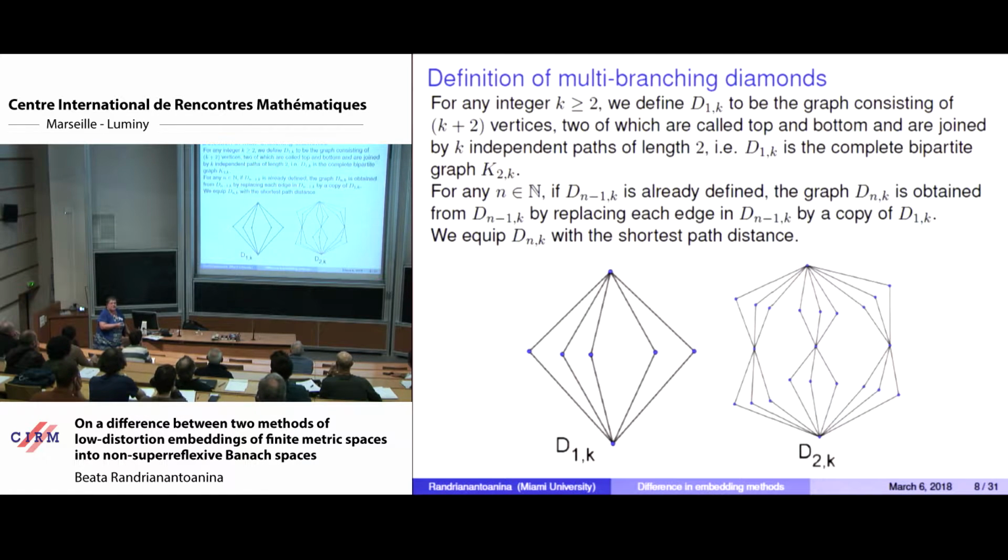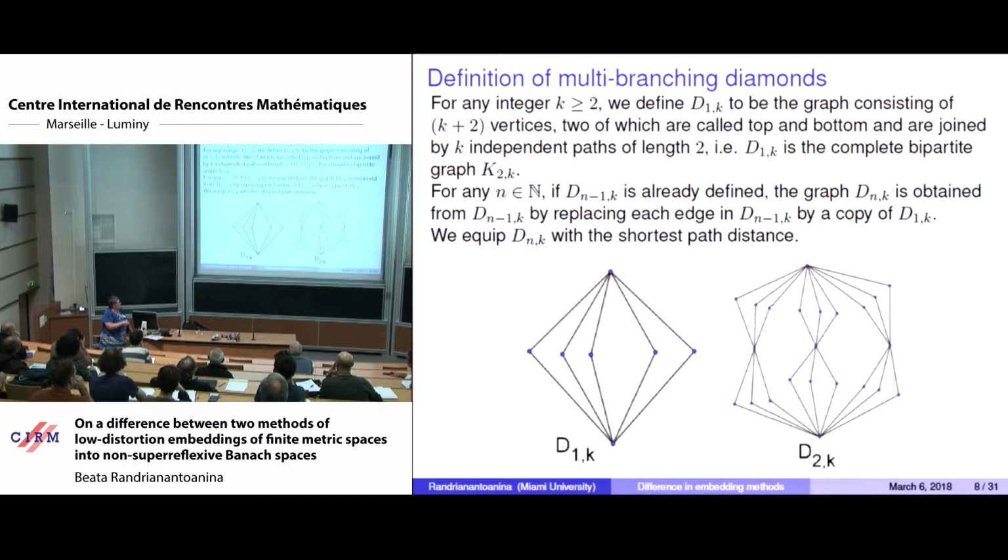So the definition of the diamond. The diamond is this fractal-like structure. I guess the picture is better than this writing. So this graph over here, this is what we call the diamond of the first generation with k branches. This is really the complete bipartite graph with a 2 and a k.